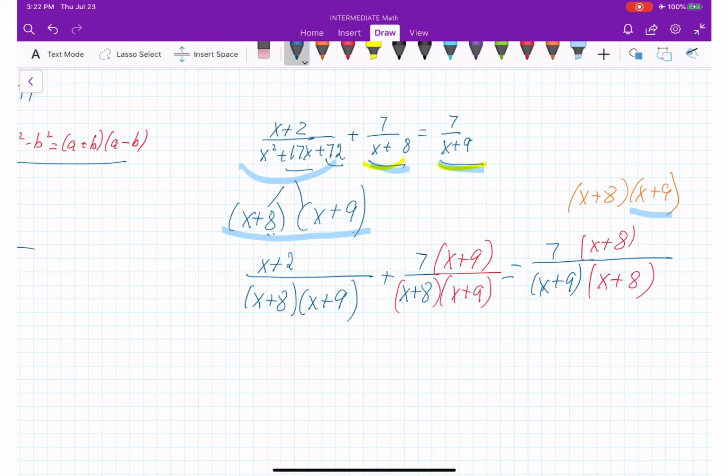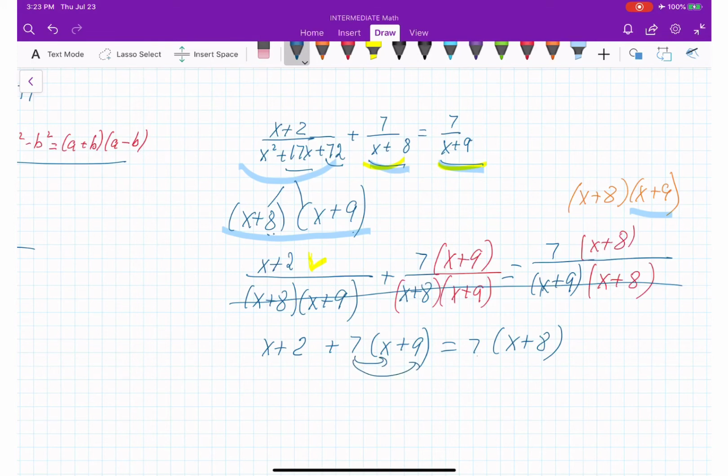Do we have the same denominator, x plus 8, x plus 9, across the equation? Yes. With clean conscience we are dropping it, and we get x plus 2 plus 7 times x plus 9 equal 7 times x plus 8. You may ask why I didn't add anything on this side. That's because the denominator doesn't need any adjustment. You don't see any red color, so I didn't adjust this denominator. With the full denominator already in there, we don't touch it. Okay? All right, let's solve this.